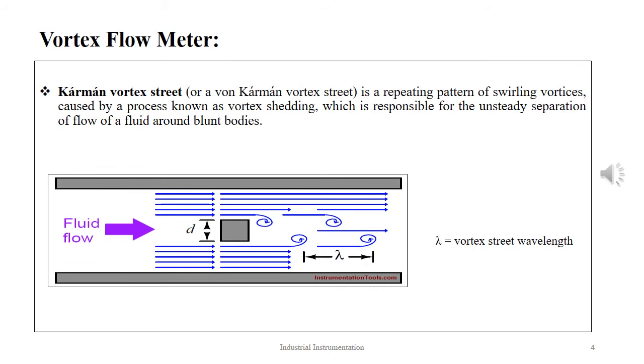In the context of a vortex flow meter, the Kármán vortex street is a very important aspect. The Kármán vortex street, also known as the von Kármán vortex street, is a repeating pattern of swirling vortices that is caused by a process known as vortex shedding, which is responsible for the unsteady separation of flow of a fluid around blunt bodies, as shown in the figure below.